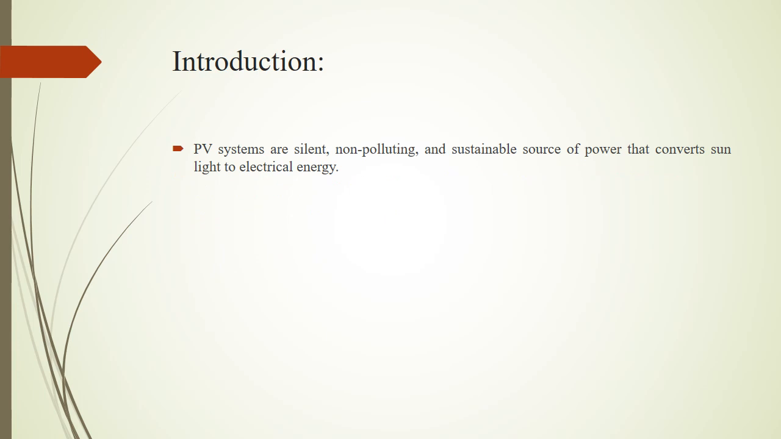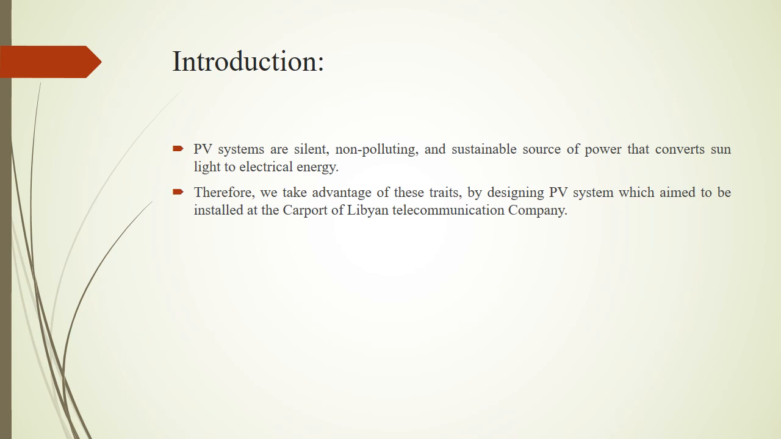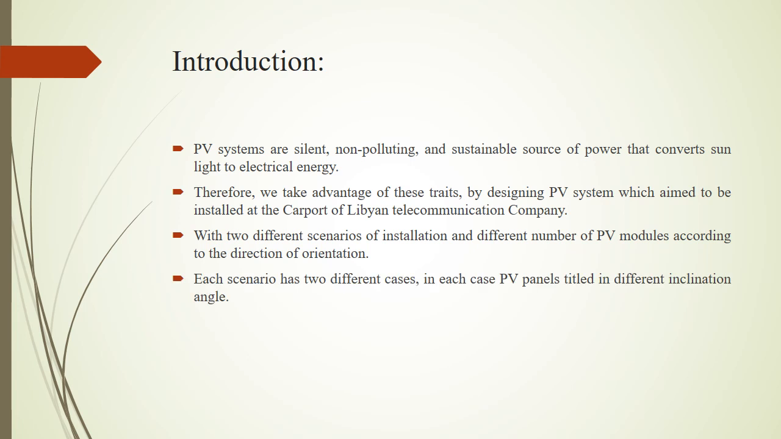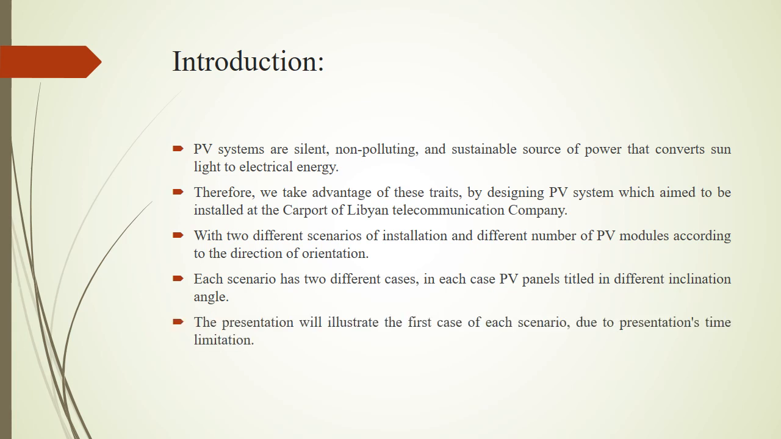PV systems are silent, non-polluting and sustainable sources of power that convert sunlight to electrical energy. Therefore, we take advantage of these traits by designing a PV system which aims to be installed at the carport of the Libyan Telecommunication Company with two different scenarios of installation and different numbers of PV modules according to the direction of orientation. Each scenario has two different cases. In each case, PV panels are tilted at different inclination angles. The presentation will illustrate the first case of each scenario due to the presentation's time limitation.